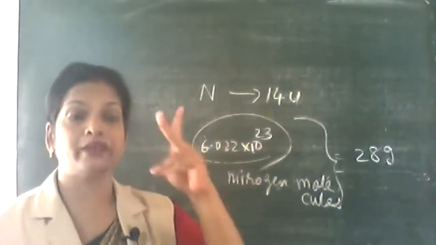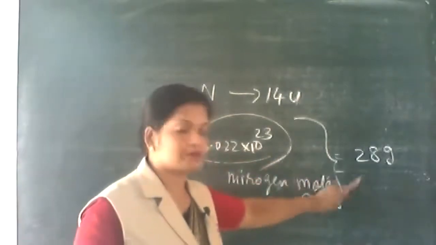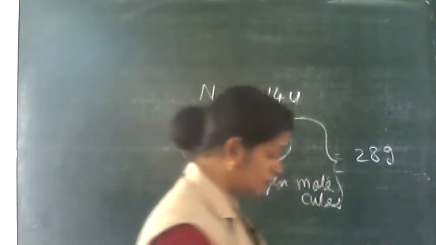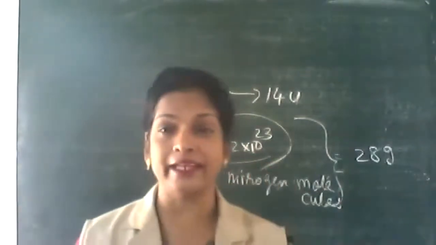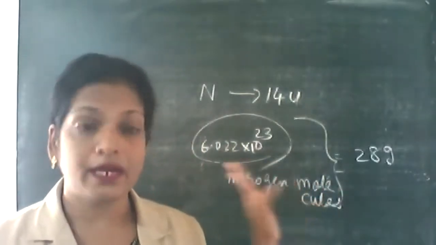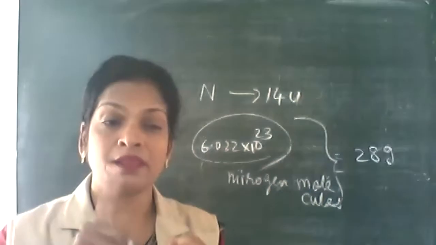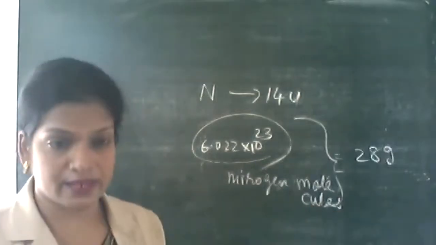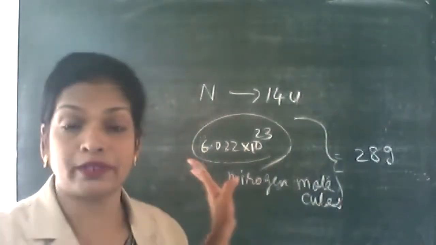Nitrogen molecules, nitrogen gas, molar mass is 28. But if they specify nitrogen atoms, then only you have to consider 14 grams. Once again, when they specify nitrogen atoms, then only you have to take 14 grams as the molar mass. Otherwise, simply nitrogen or nitrogen gas or nitrogen molecules, in these three cases, or generally nitrogen, you have to take 28 grams. If they specify nitrogen atoms, then only you can go for that 14 grams.